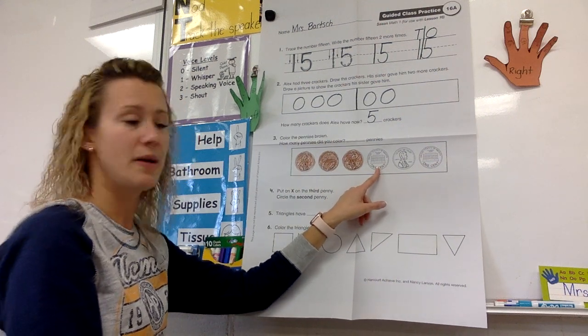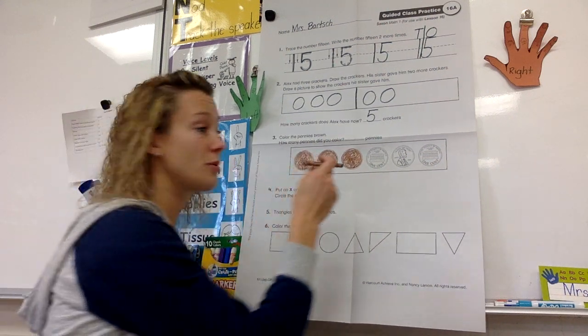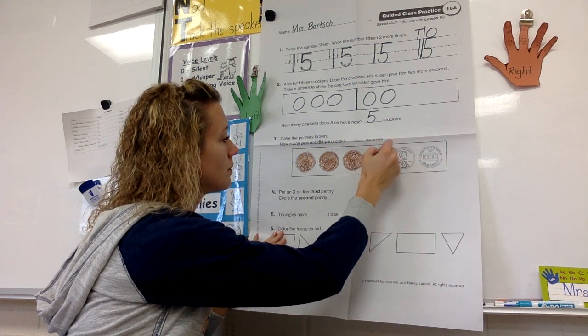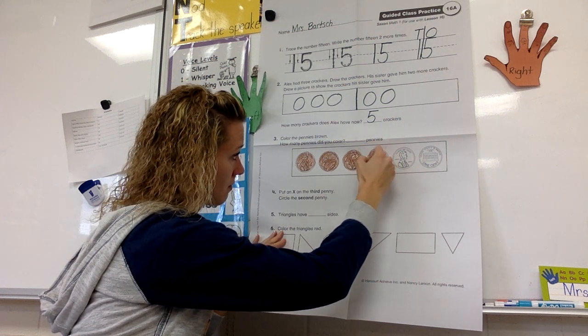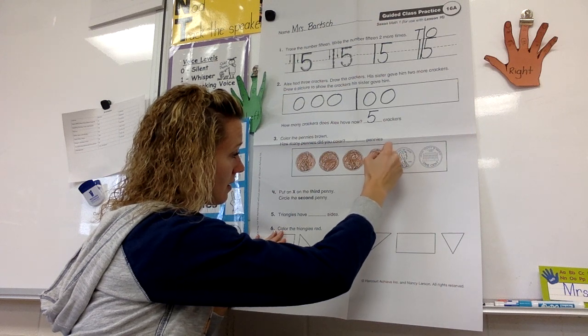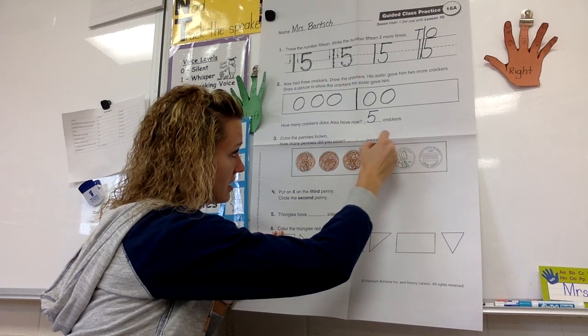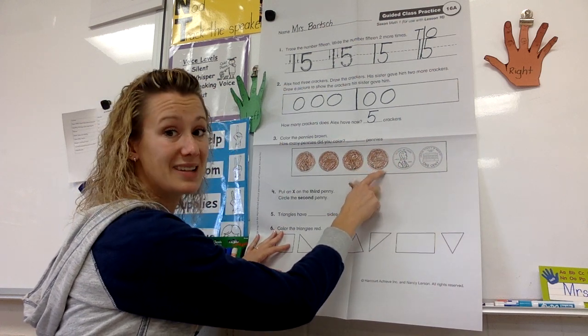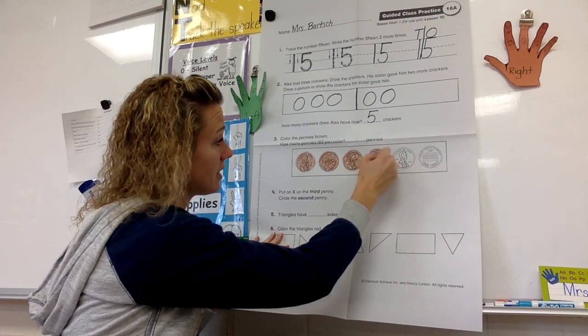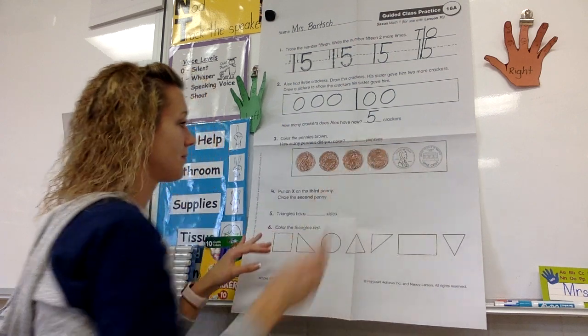Then the next one you see is the back of the penny. Color it brown. The back of the penny even tells you how many cents it is. Down here, those big letters say 1 cent. So it even tells you how many cents a penny is.